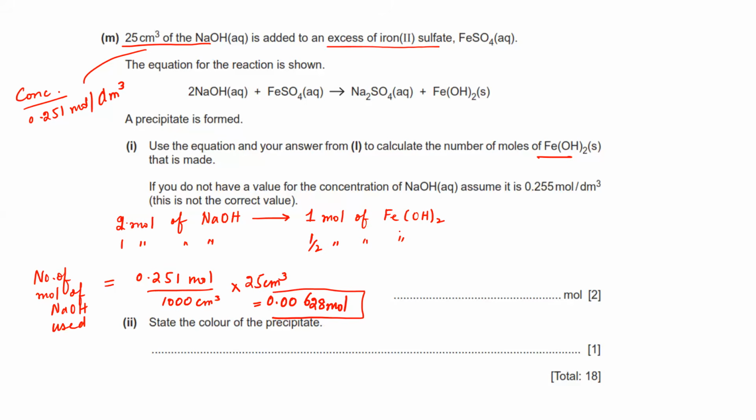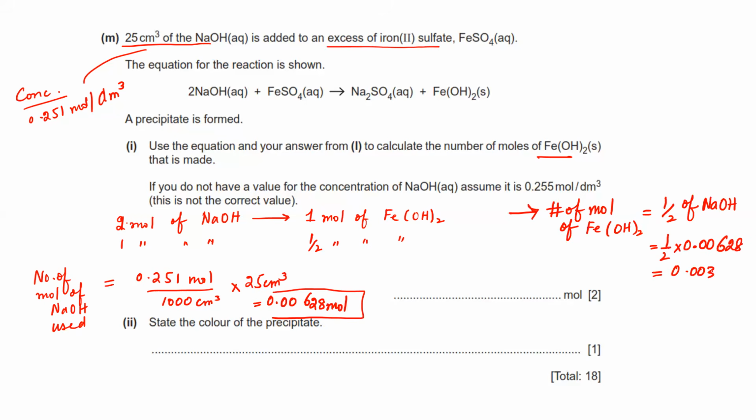So these many moles will produce half of the moles. So the number of moles of iron hydroxide will be 1/2 of the NaOH that are actually used. So the number of moles of sodium hydroxide used, 1/2 multiplied by 0.00628, comes out to be 0.00314. 0.00314 moles that are used.